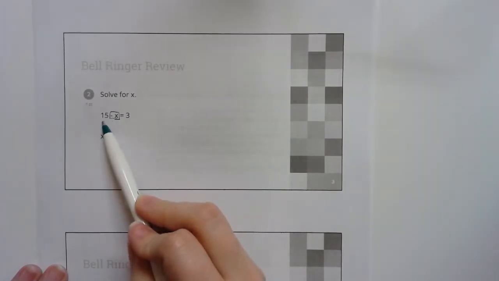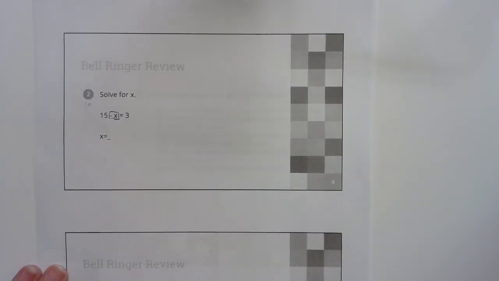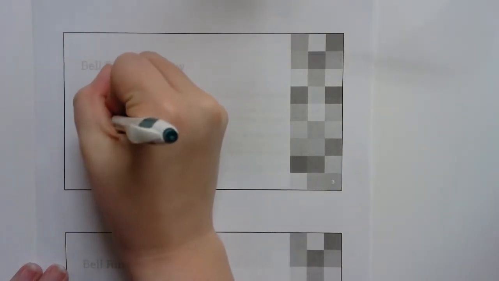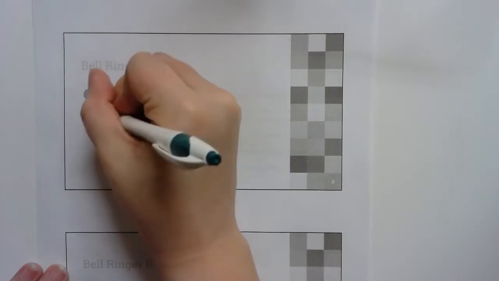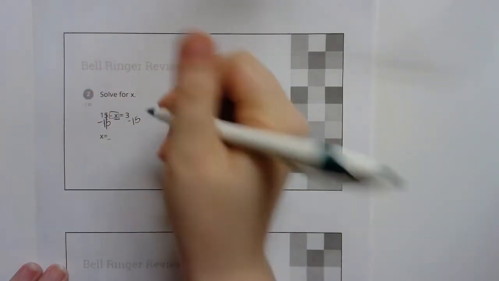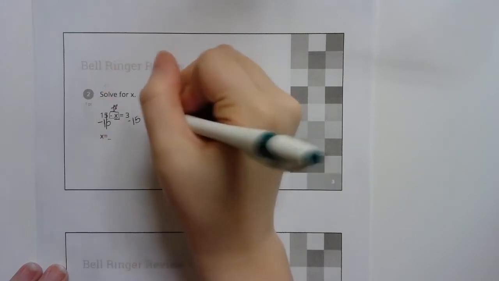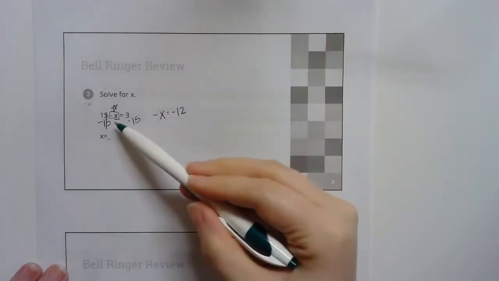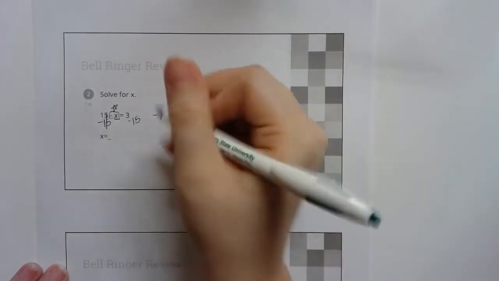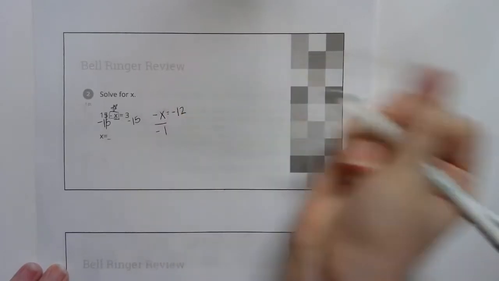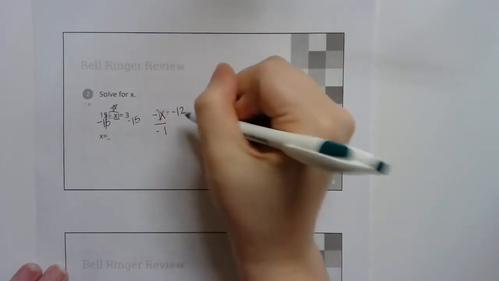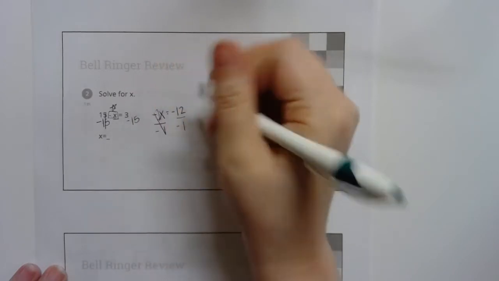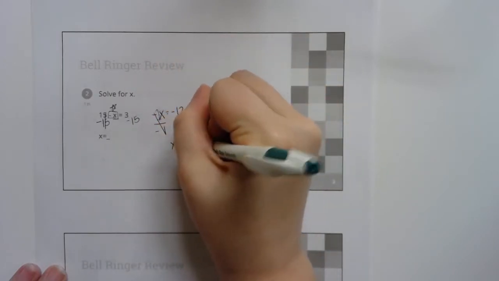So if we want to get rid of this 15, right now is it a positive 15 or a negative 15? You're right, it's a positive 15. So I need to subtract 15 from both sides. 3 minus 15 is negative 12, so don't forget that there's a negative on this x. So negative x equals negative 12. Since negative x equals negative 12, I divide both sides by negative 1 because there's an understood 1 in front of this x. So x equals positive 12.